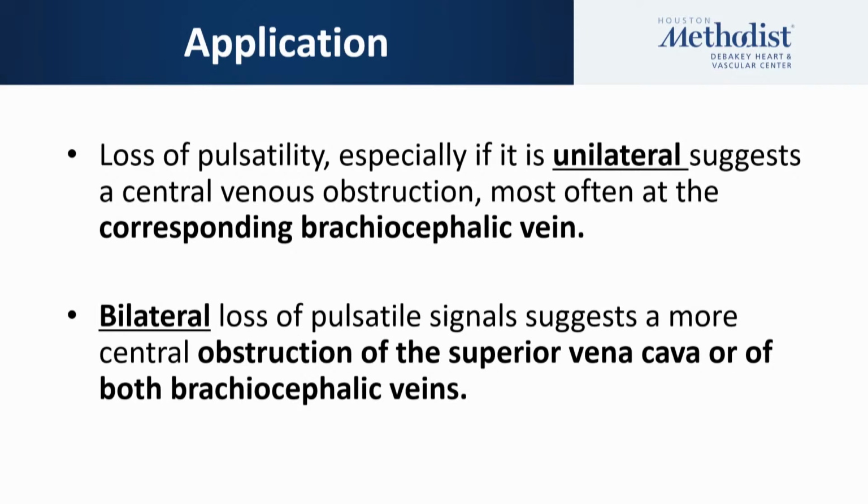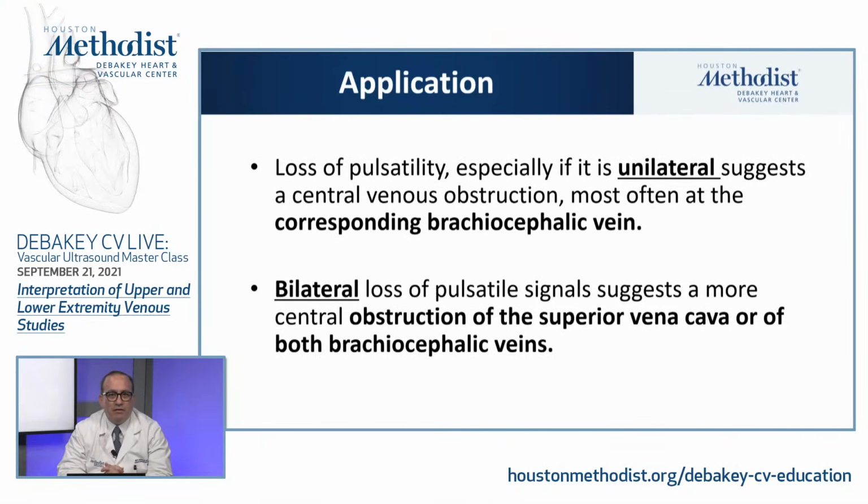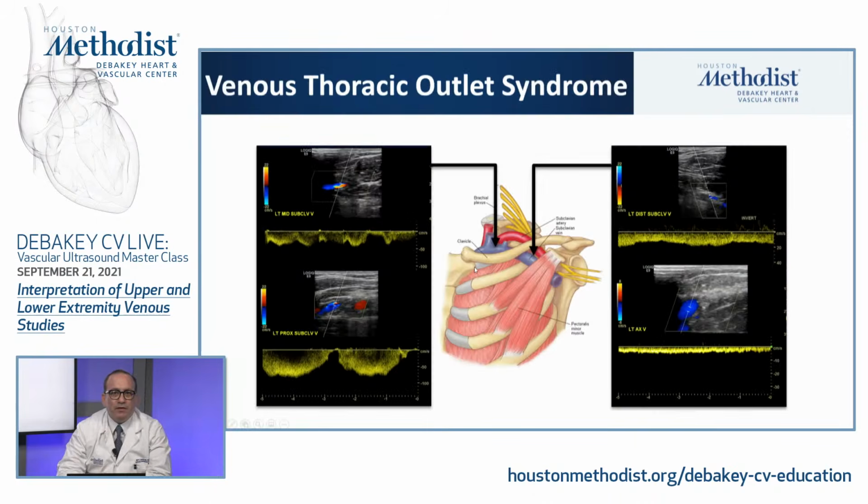Loss of pulsatility, especially if unilateral, suggests a central venous obstruction, most often at that segment, either the jugular, the subclavian, the innominate vein, and so on. If it's bilateral, it could be potentially in the innominate veins or brachiocephalic veins and/or the superior vena cava, again, and more central. Here's an interesting example.